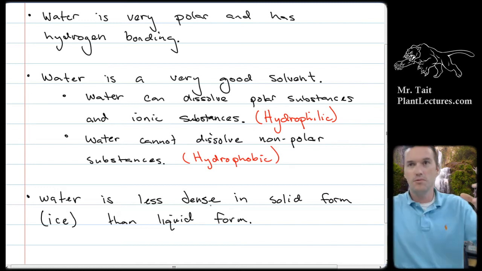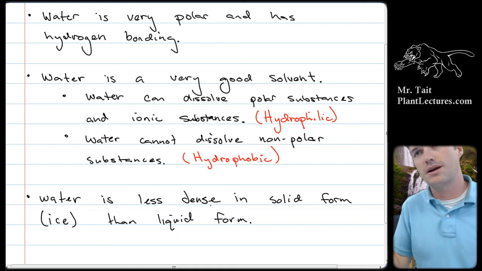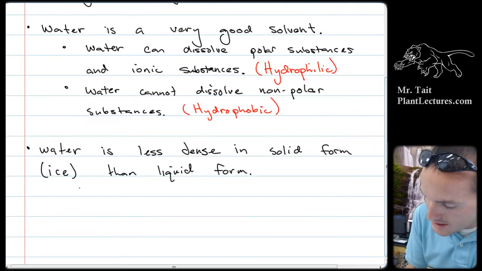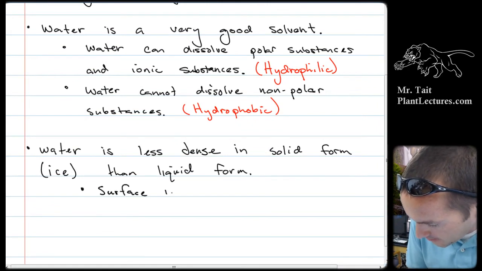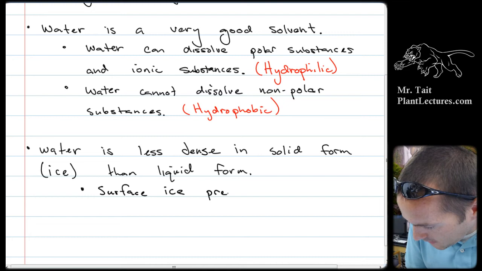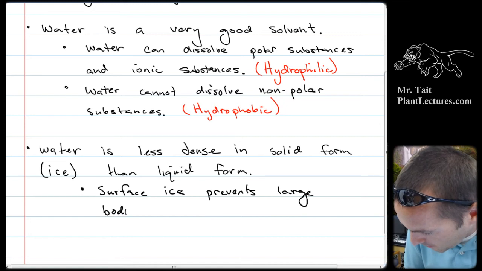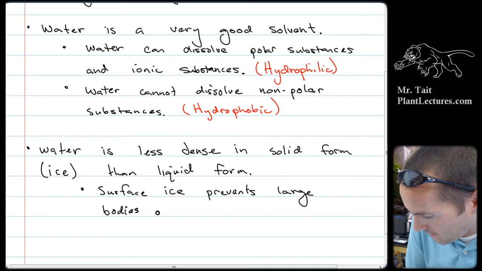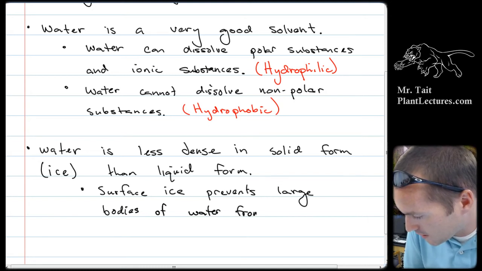Right now, when water freezes, it freezes on the surface, and then that surface ice prevents the rest of the body of water from freezing, right? So we can say that surface ice prevents large bodies of water from freezing completely.